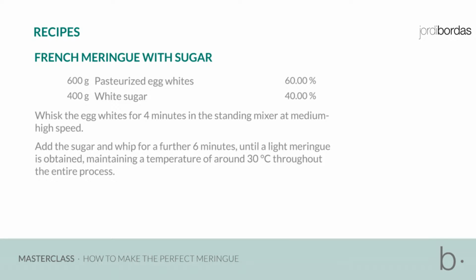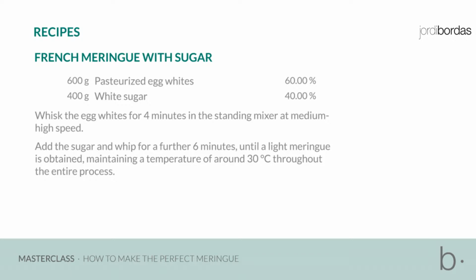Here, as you can see, we completely change the proportion of sugar and egg whites. In classic recipes we can have 50-50, or 60% sugar and 40% egg whites, and even 70% sugar and 30% egg whites. But here, in this recipe, we have 60% egg whites and 40% sugar.